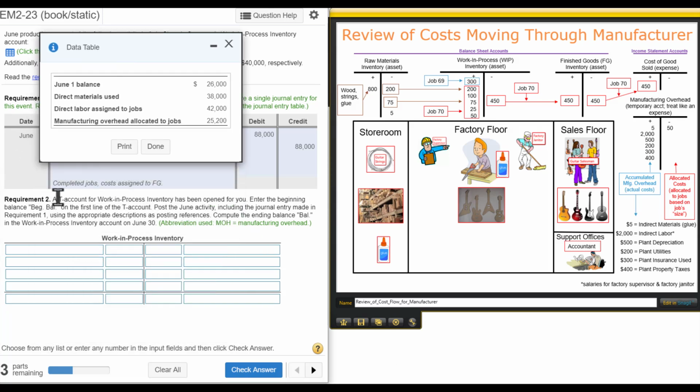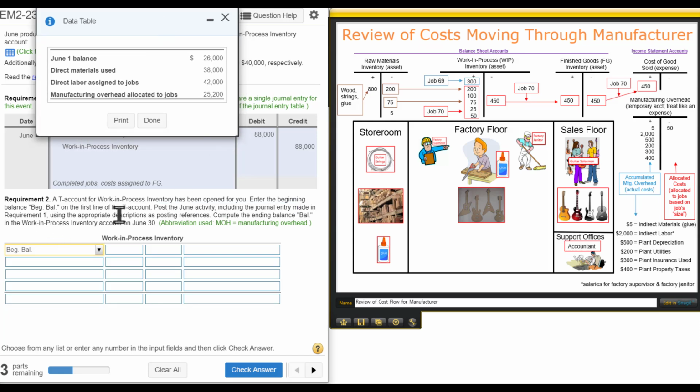Requirement 2, a T account. So this is a T account, debits, credits. A T account for a work in process inventory has been opened for you. Enter the beginning balance as BEG-BAL, beginning balance, on the first line of the T account. So here's our beginning balance. Post the June activity, including the journal entry made in requirement 1, which is up here, using the appropriate descriptions as posting references.